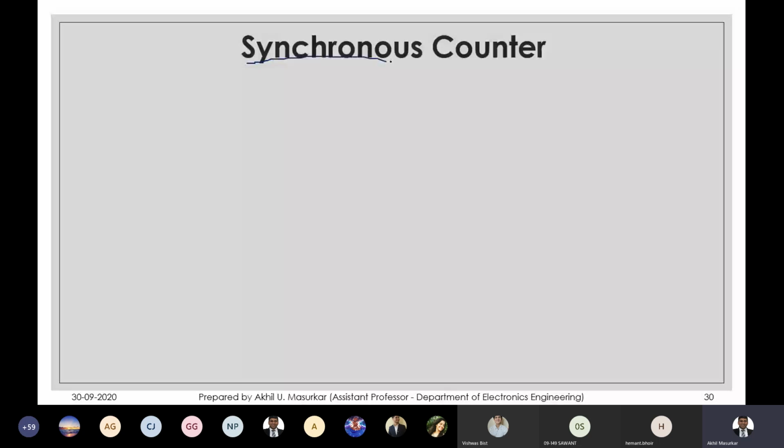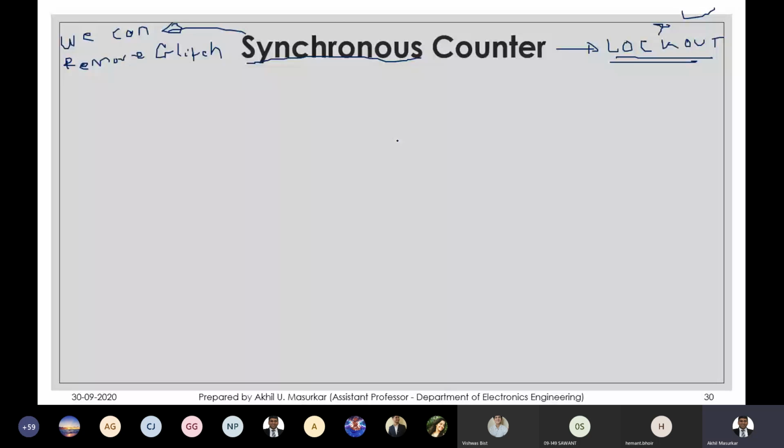And there are many other advantages. Those 13 points I have already told you. But with synchronous, we can remove the glitch. But this counter can face another problem called lockout. But we can solve even that. So our discussion is to remove the glitch. Synchronous operation itself is sufficient, but it introduces another problem called lockout.